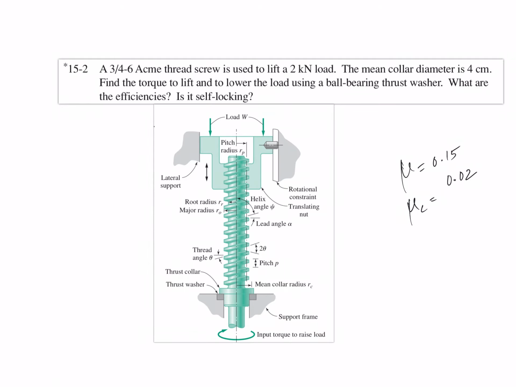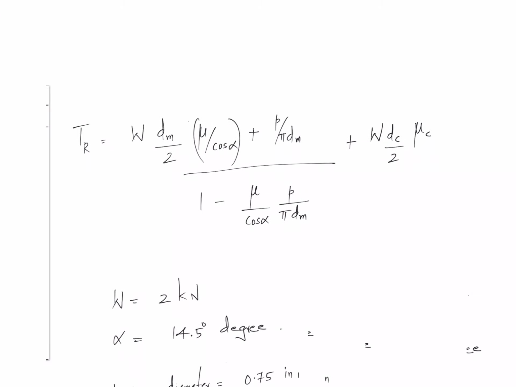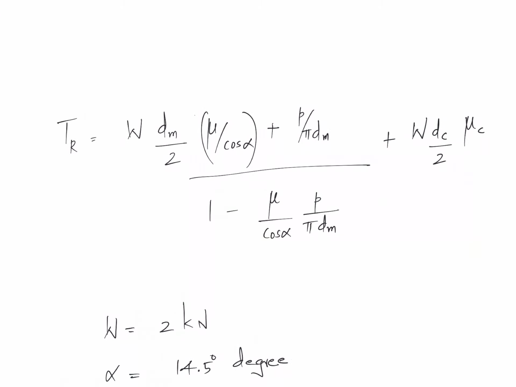Now, whenever we talk about the torque, as I discussed in the previous video also, there are two components to the torque. The torque has to overcome the friction at this interface and the friction at this interface. Now, let's see how the expression of the torque looks. This is the expression when finding the torque required to raise the load. Be very careful, it's required to raise the load.